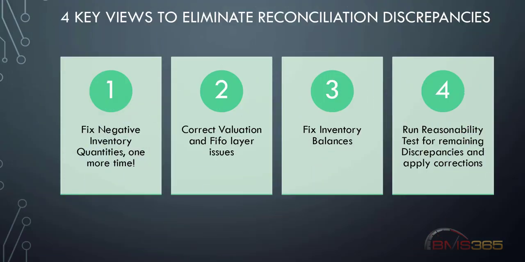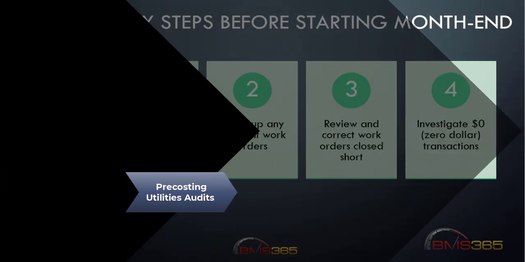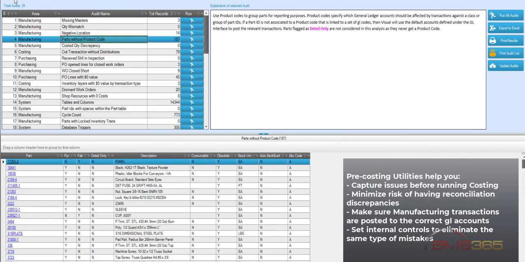So after running the essential checks, which we discussed in the previous video, you may want to review the rest of the pre-costing utilities audits and address any issues that arise as soon as possible. However, if you're pressed for time, you can proceed to run the costing utilities and prepare manufacturing journals. But remember, do not post them yet.